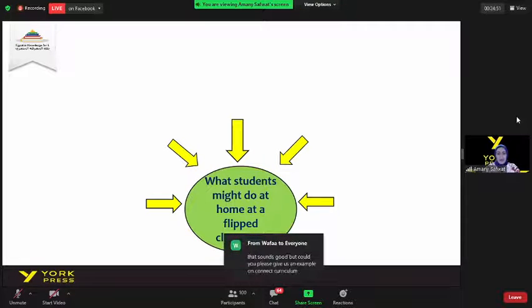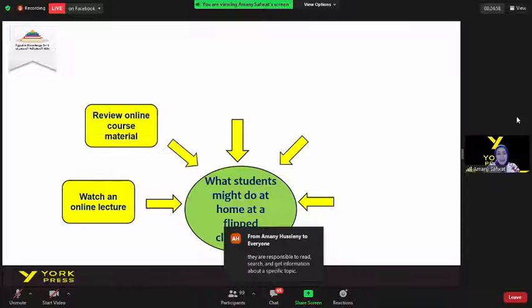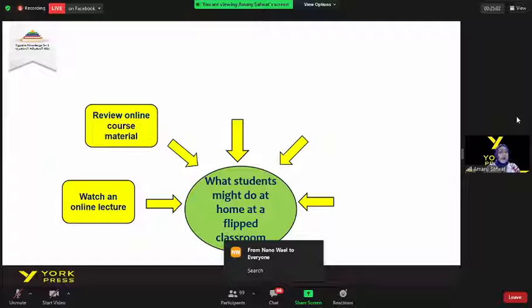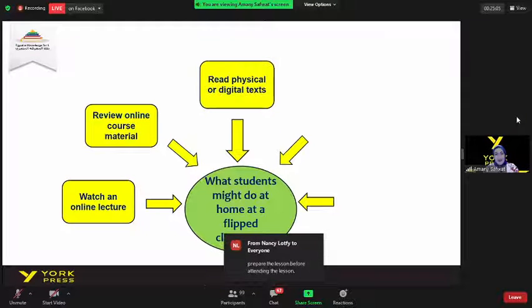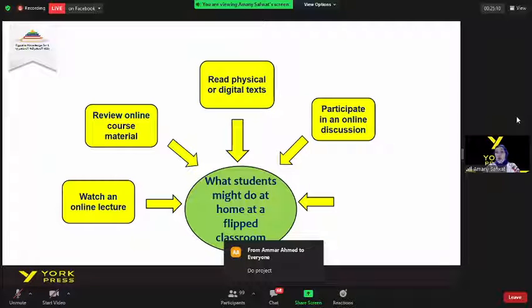First of all, they watch an online lecture, maybe, or they review an online course material, whatever course material you assign to them. Read physical or digital texts, participate in an online discussion, or perform a research. So whenever the students are working at home in a flipped classroom, they can do any of these things.